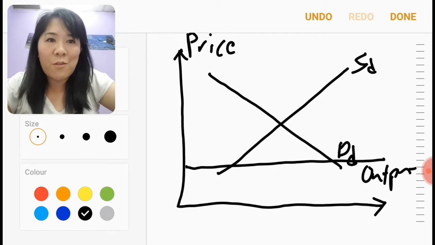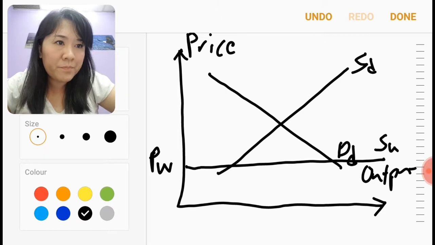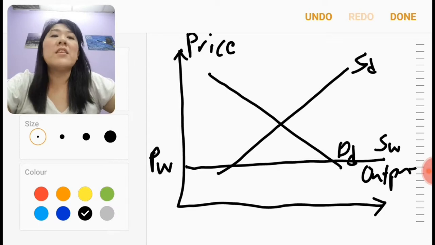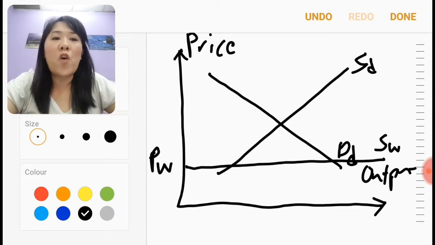So what we'll do is draw our world supply curve, which shows that so long as the price is at PW, the supply of the good is perfectly price elastic. The reason being, each and every country producing the good is more or less a price taker, because they are unable to control the price of the good, in view that they are one of the many players in the market.